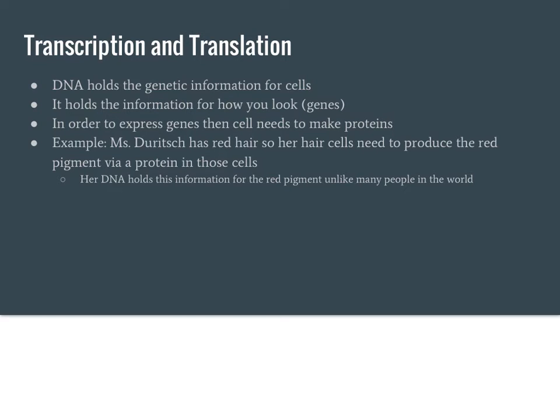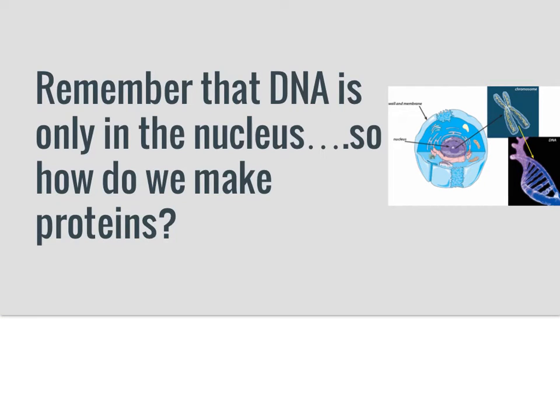My DNA inside the nucleus of all my hair cells has that information for my red pigment, unlike most other people in the world. So my cells need to get my information from my DNA in the nucleus back out into the cytoplasm to make those proteins so the cell can make the red pigment. And this is how we're going to do this. DNA is only in the nucleus. How do we now figure out how to move information? We can't get DNA out of the nucleus because it is too big, so it is not allowed to leave this area.